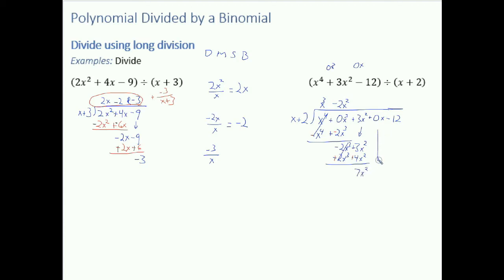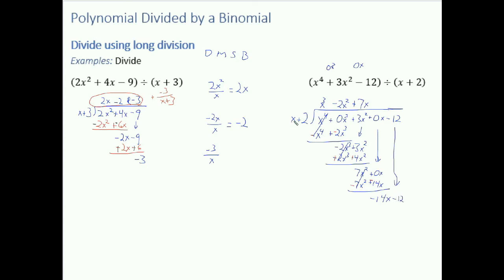And then we bring down the 0x, and that will actually help us line up our terms again. So x into 7x squared, we could divide, or we could think what times x gives me 7x squared, and that would be plus 7x. Multiplying, we get 7x squared plus 14x. Gotta subtract again, so we'll change these signs. And that gives us 0 and negative 14x. And then we have our last thing here to bring down, negative 12.